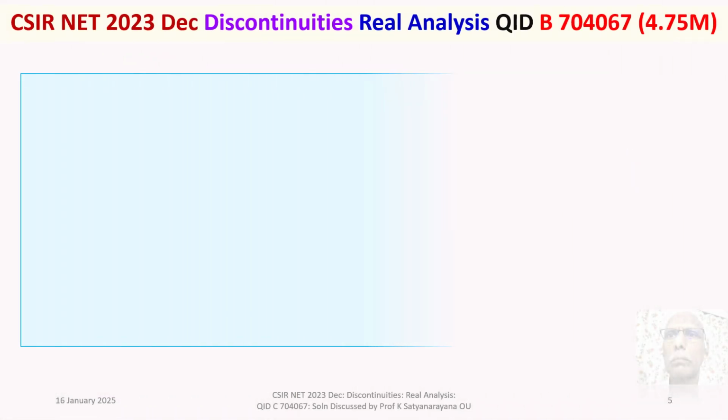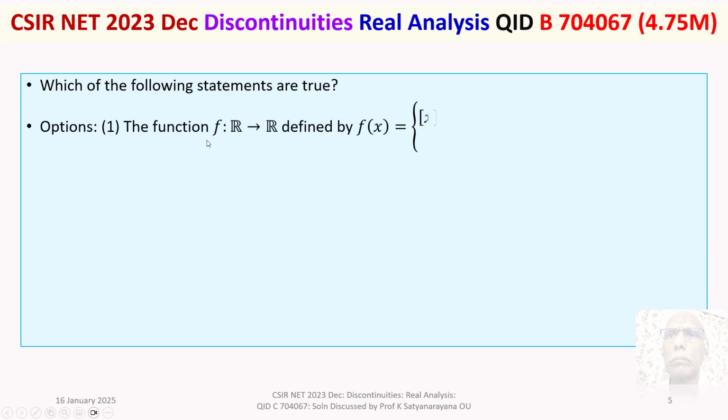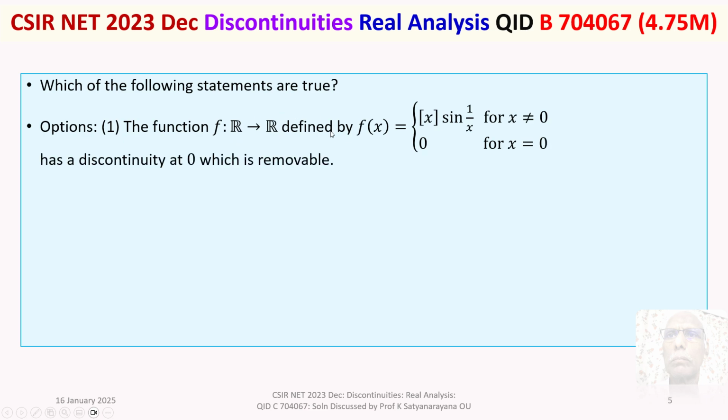Right. The given question is, which of the following statements are true? Option 1. The function f from R to R, where R is the set of real numbers, defined by f of x is equal to bracket x, or box x, or GIF of x, multiplied by sine 1 by x for x not equal to 0, f of x is equal to 0 for x is equal to 0, has a discontinuity at 0 which is removable.